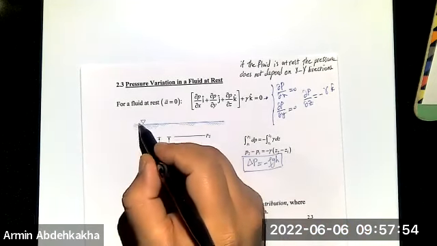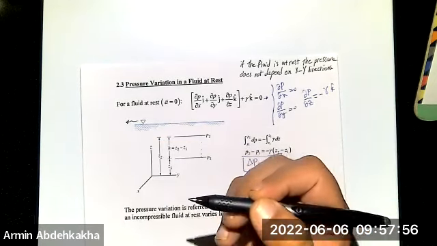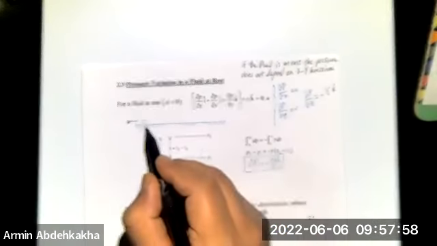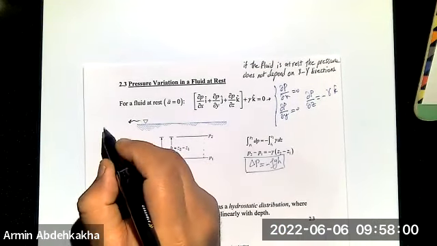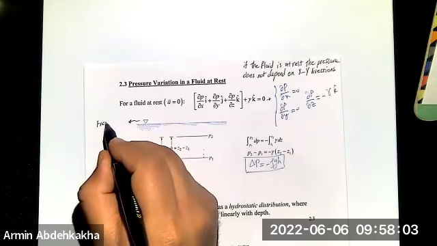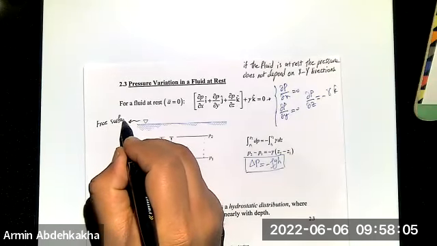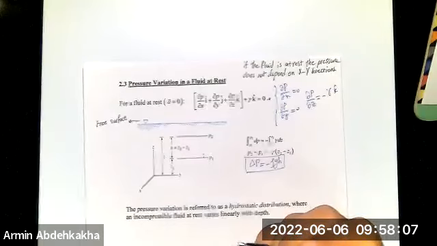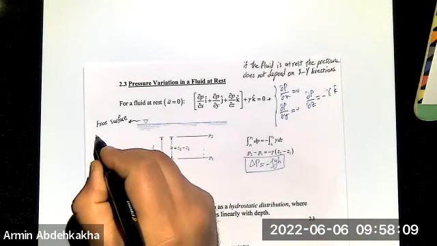One other thing that we have to talk about is this sign. When you have this sign, it means that this is the free surface. Free surface means atmospheric pressure.